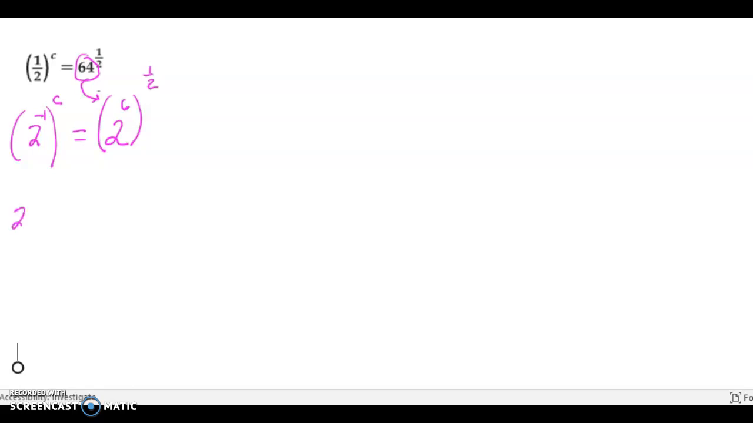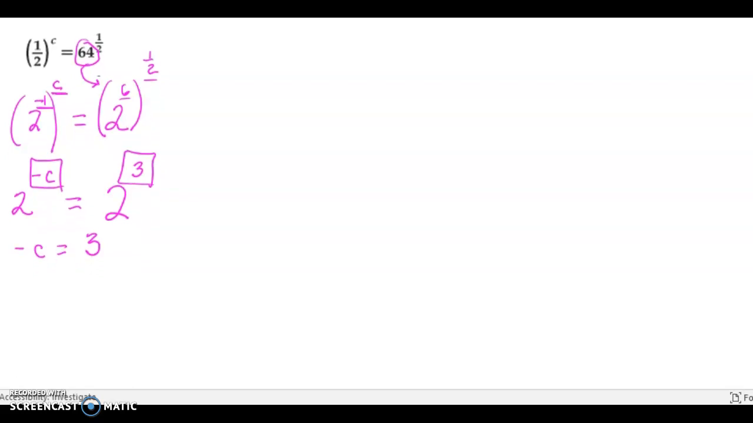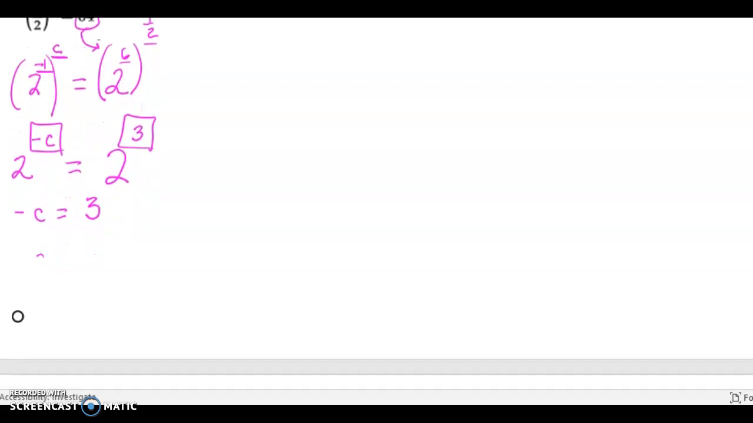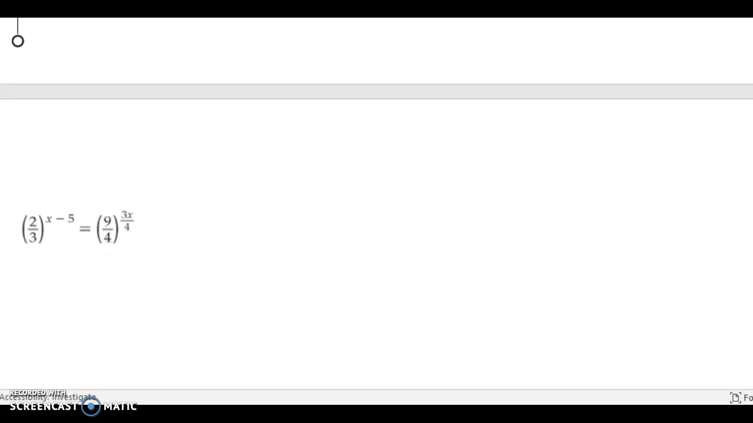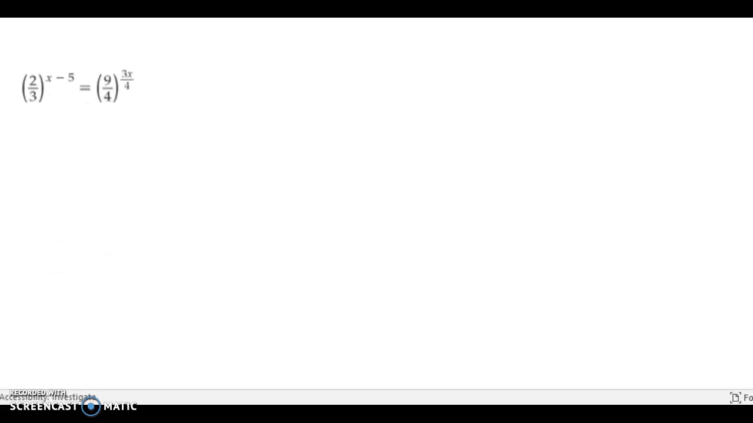And back to the left, I have a power to a power. We multiply. When you have a power to a power, you multiply your powers. And 6 times 1/2 is 3. So negative c is equal to 3 because I'm using the one-to-one property: because they're in the same position and the bases are equal to each other, then the powers must be equal. So c equals negative 3. You can always check your work by plugging it into the original problem, and the left side should equal the right side. Here's another one.